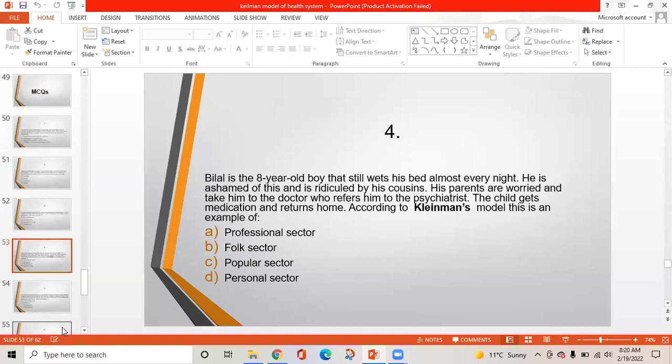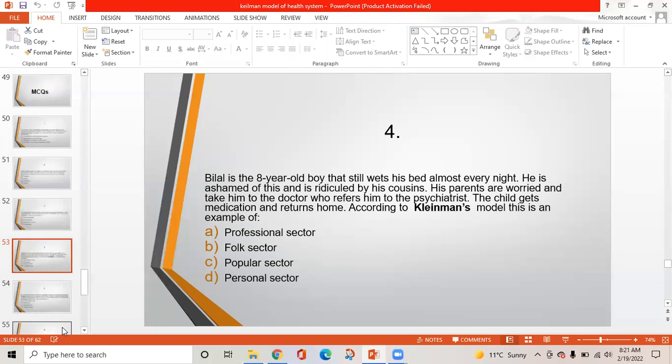Fourth MCQ. Bilal is an 8 years old boy that still wets his bed almost every night. He is ashamed of this and is ridiculed by his cousins. His parents are worried and take him to doctors who refers him to a psychiatrist. The child gets medication and returns home. According to Kleinman's model, this is an example of option A professional sector, option B folk sector, option C popular sector, and option D personal sector.